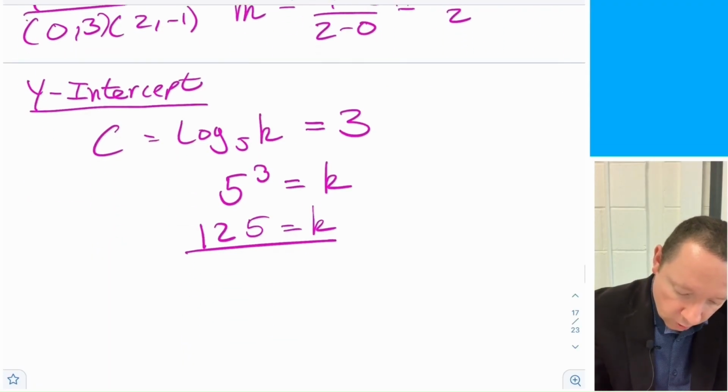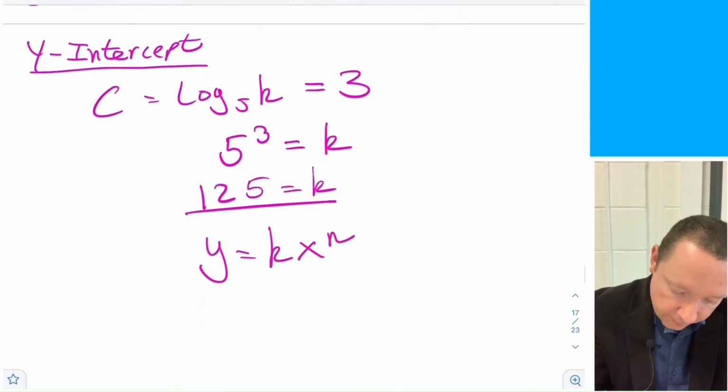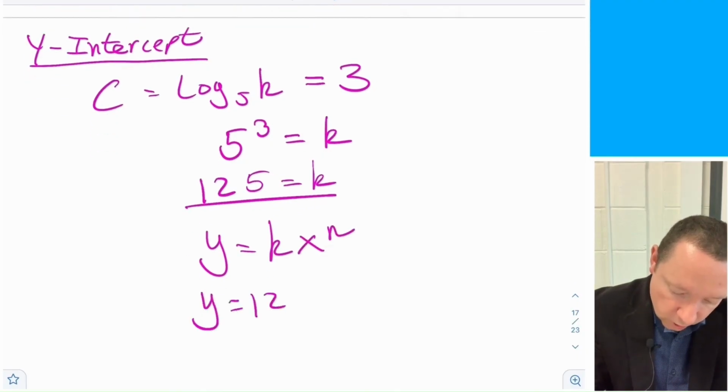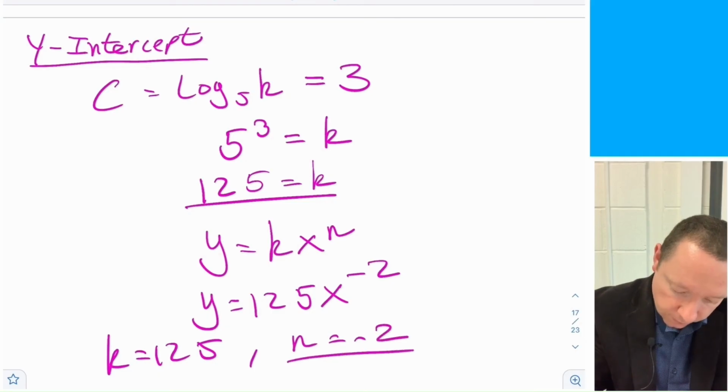So to answer our question, we had y equals kx to the power of n. So y is 125x to the minus 2, where k equals 125 and n equals minus 2.